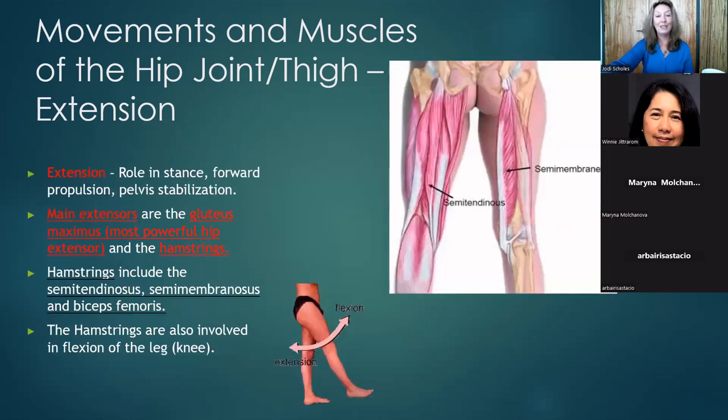Here's a lovely look at the hamstrings. And I want to point out that you've got the semis back here, right? So there are 3 hamstrings. 1, 2, 3. They come up here and they attach at your sit bones.